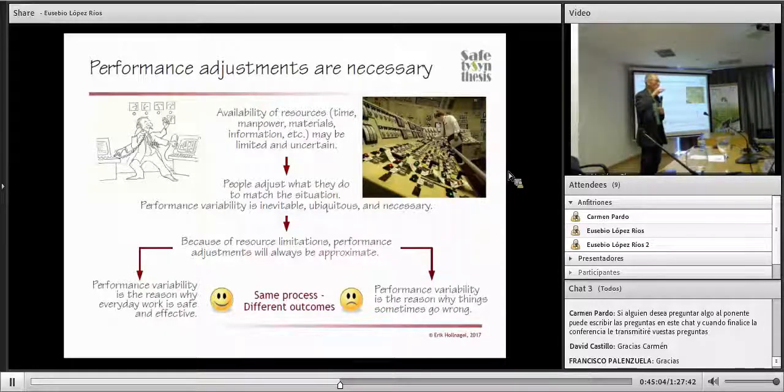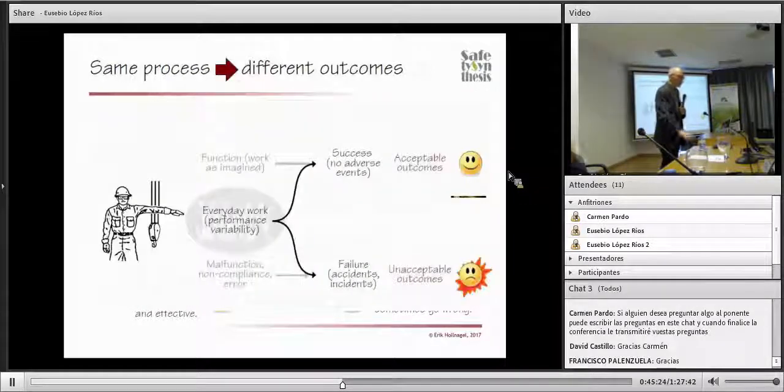We have adjustments, and they are usually, in the majority of cases, absolutely good enough. And that's why we do that, even when it goes wrong, because we don't know it's going to go wrong. We think it's going to go right. So we do what we think is necessary to make things go right.